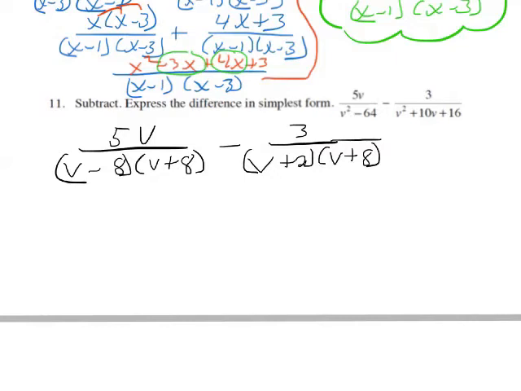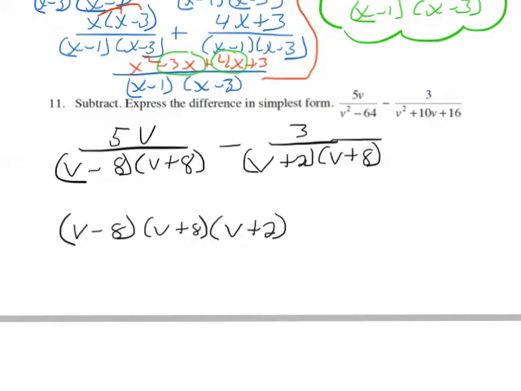Now, we have to find a common denominator between v minus an 8, v plus an 8, v plus a 2, and v plus an 8. So, what are all the different common factors? Let's think here for a second. Well, let's see. Let's just write down our factors. So I have a v minus 8, I have a v plus 8, and I have a v plus a 2. So in doing that here, let's compare.